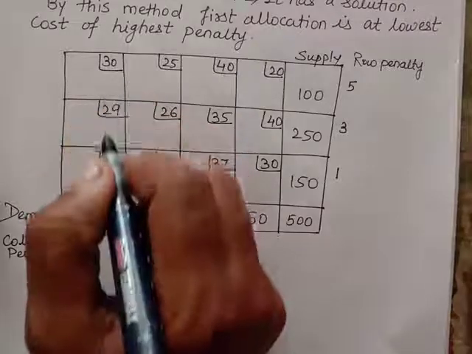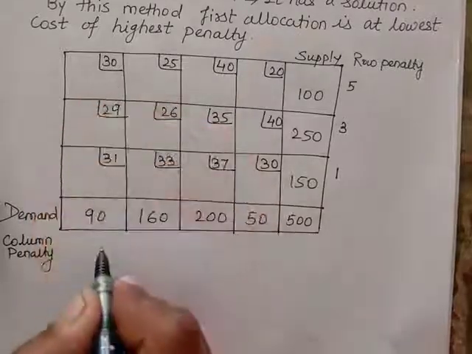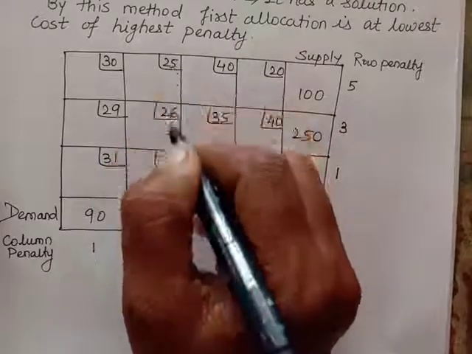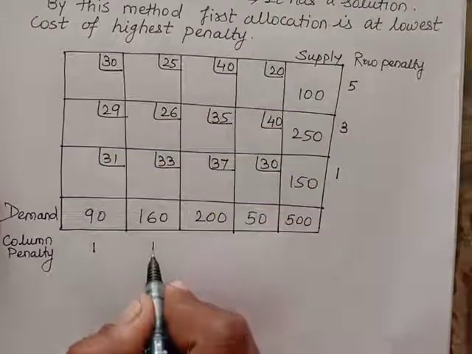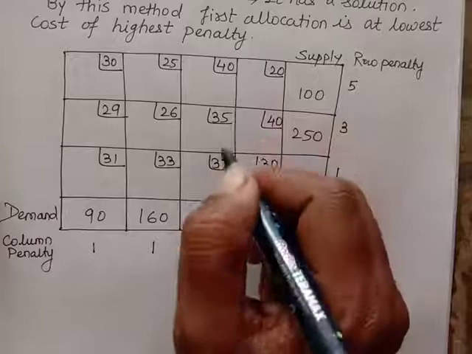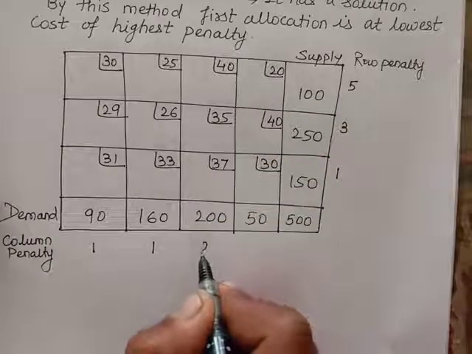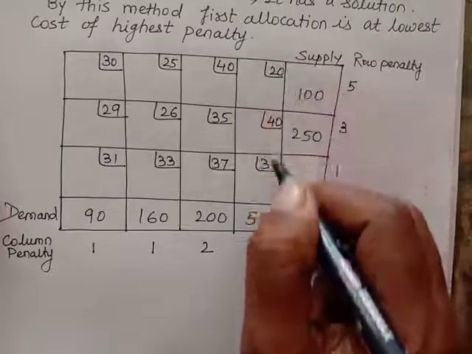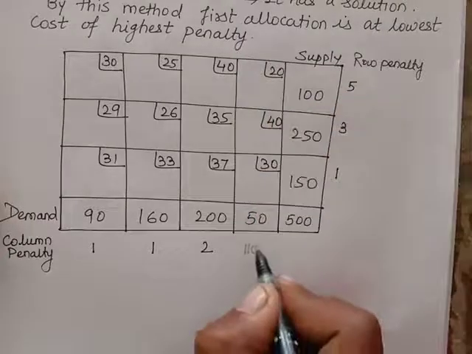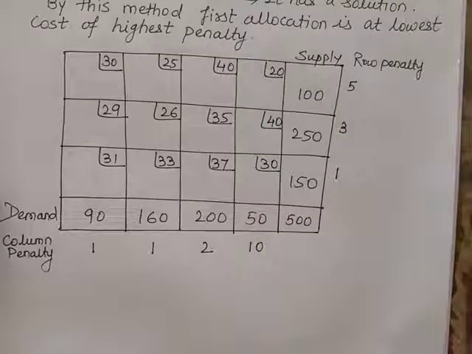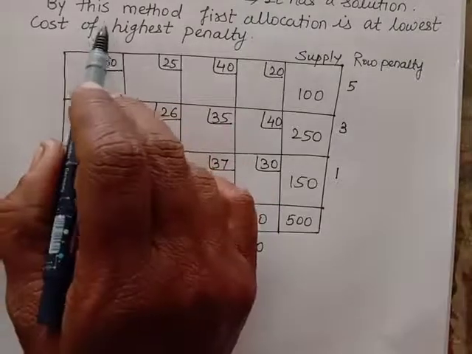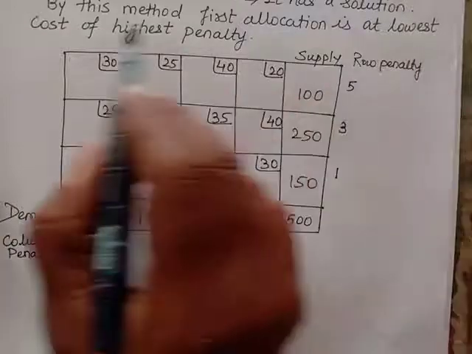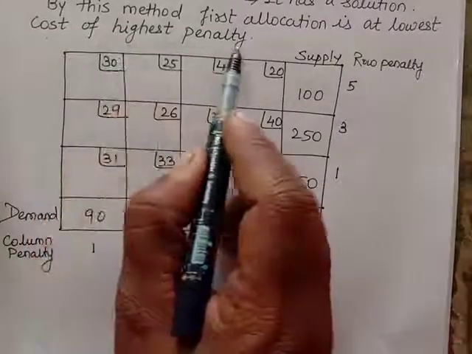Similarly, look for the column. Now here 29 and 30 are the least, so the column penalty is 1 first. Fine. Now 25, 26, again here 1. Here 35, 37, so the penalty will be 2. Here 20 and 30, so the penalty is how much? 10.